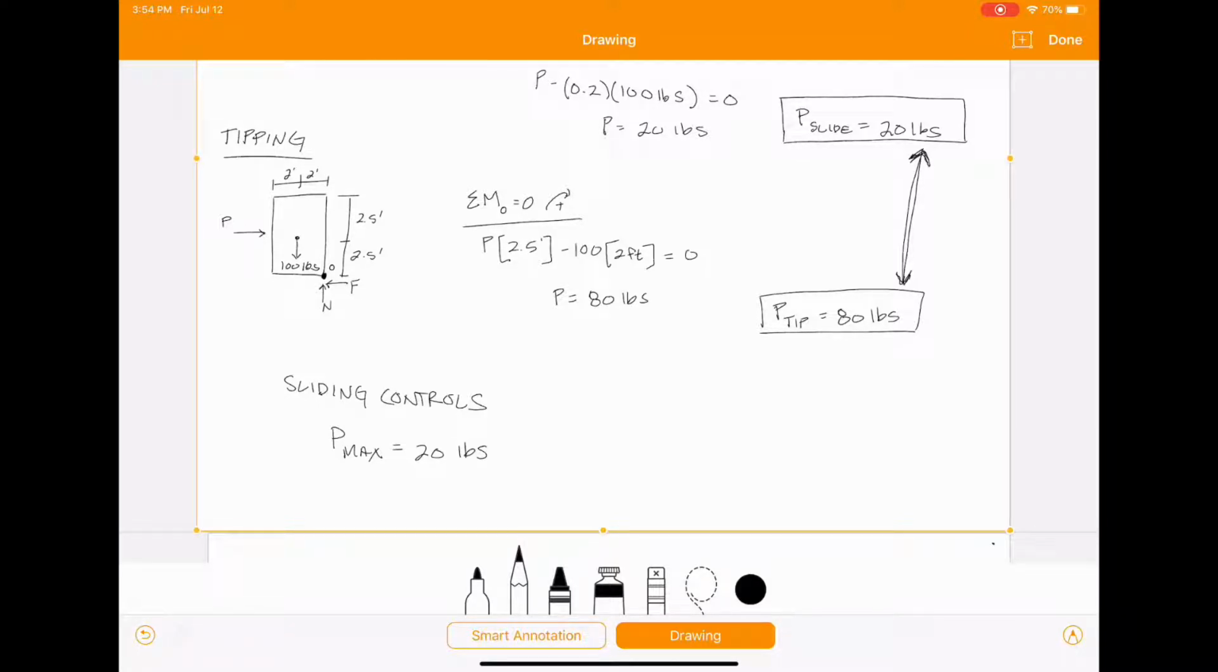So therefore, we never even have the opportunity for the box to tip. So whichever movement you reach first when you're adding increments of pounds, that's going to be the one that controls, because that movement is going to happen first. So therefore, our maximum amount of force that can be applied without movement is going to be 20 pounds.